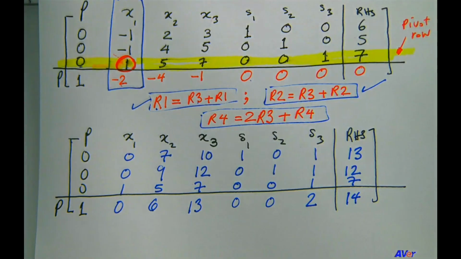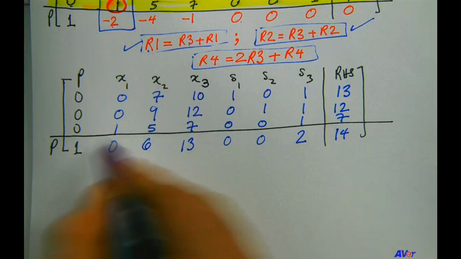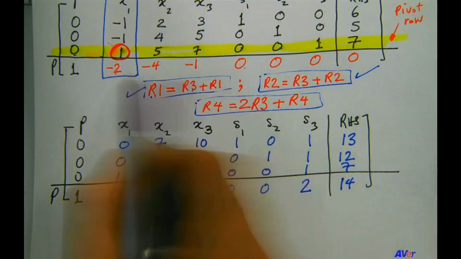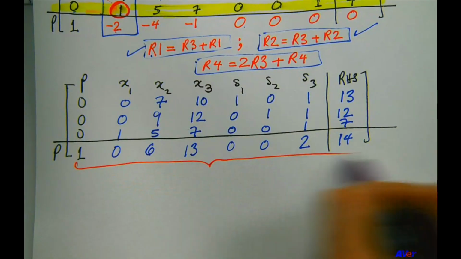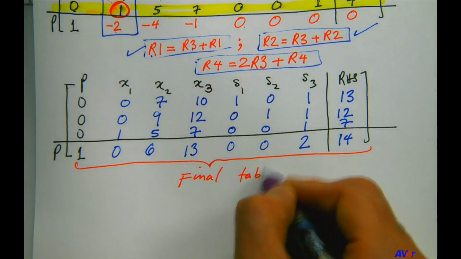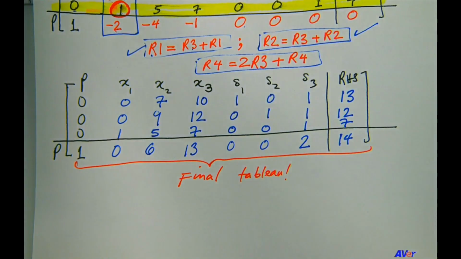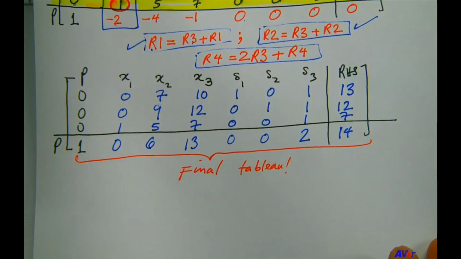So, are we done? We are done, right? We are done. Because you look at the objective row, all these negative numbers are gone. Okay? So this is our final tableau. Okay? So we are ready to read the solution for this maximum problem off of this final tableau.